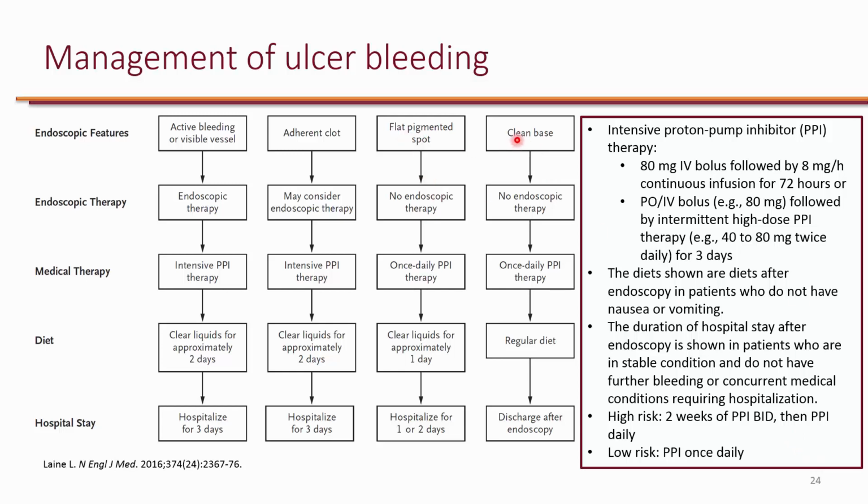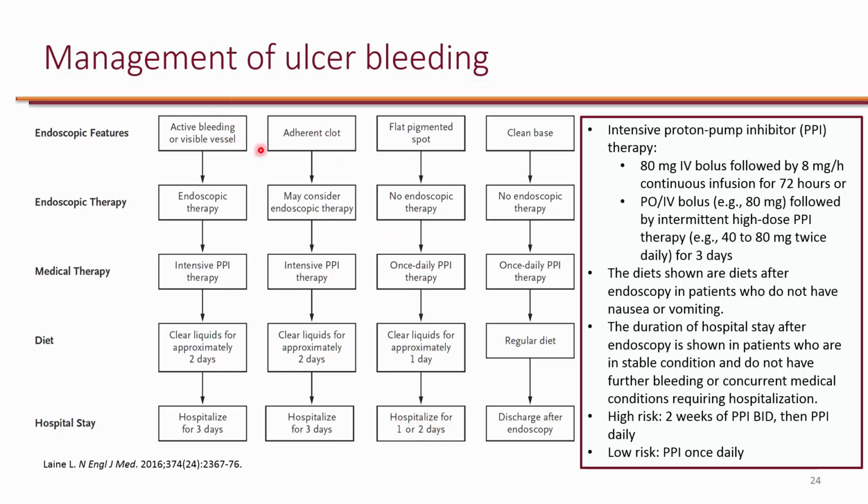So for those patients who are low risk, basically through endoscopy they find what's going on, but they don't necessarily do endoscopic therapy if they're low risk. Since these patients are low risk, you can have once daily PPI therapy. And then patients typically, if there's a clean base, they get discharged and go home. If they have a flat pigmented spot, they may be observed for 1 or 2 days and then get discharged, assuming there are no other problems to keep them in the hospital.